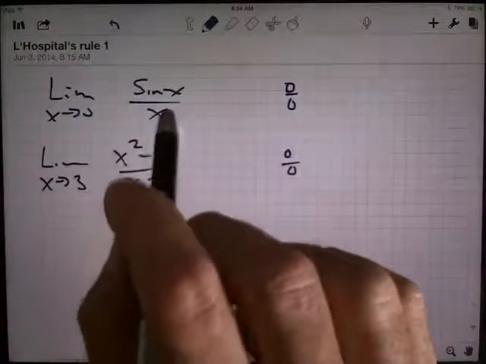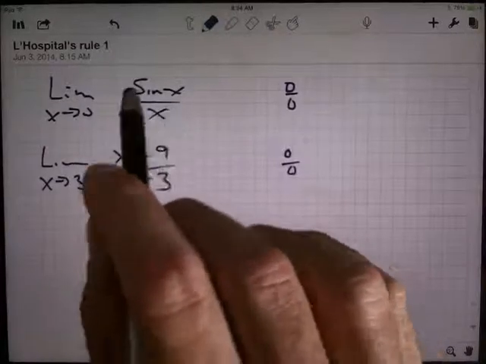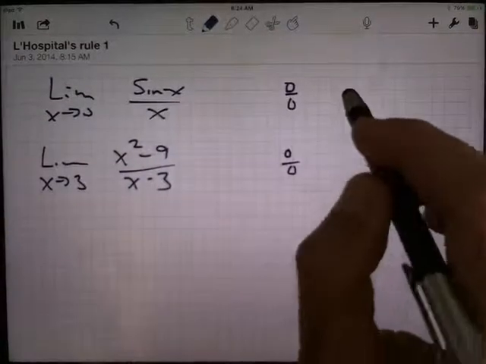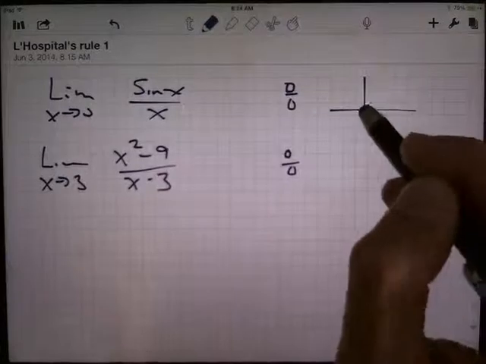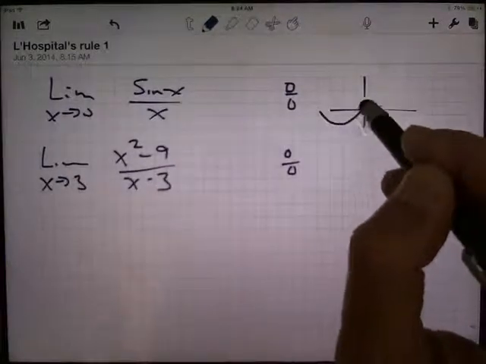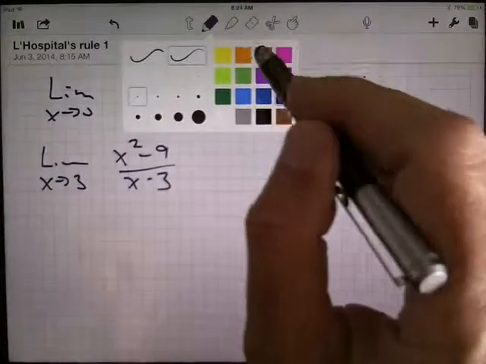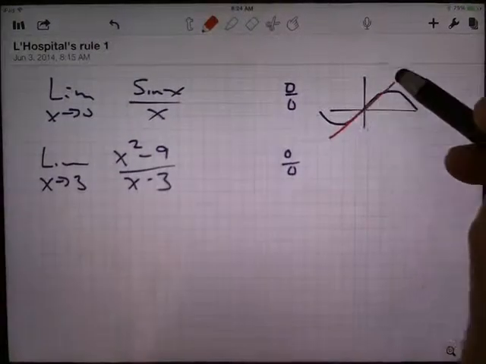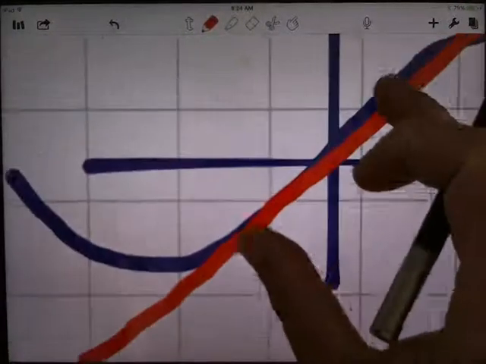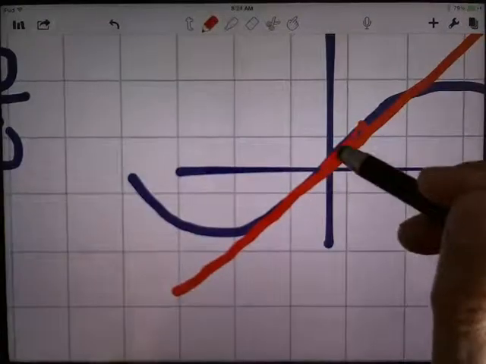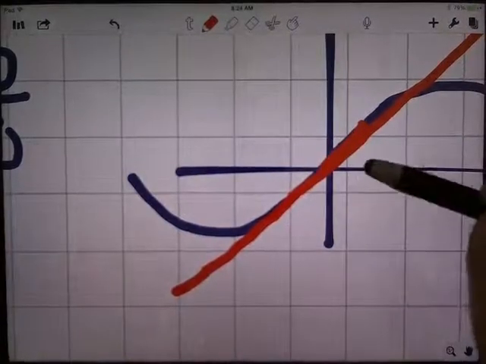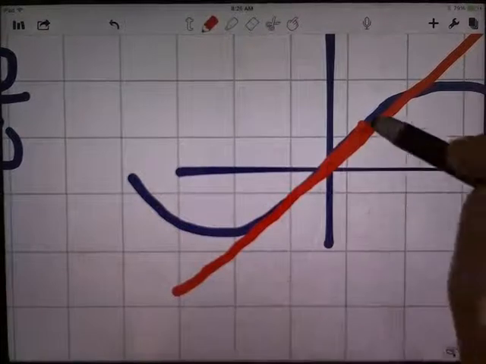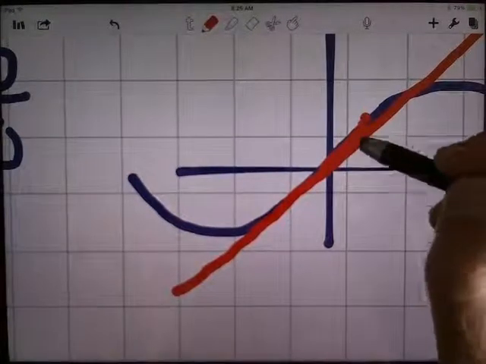And I know that when I present this, I almost always say, well, look at the graph of the numerator. This is a sine curve, looks like this. Look at the graph of the denominator. It's y equals x. And I make the argument that if you zoom in really close to the origin, they're both passing through the origin with slope 1.